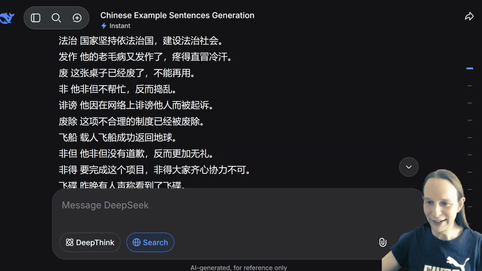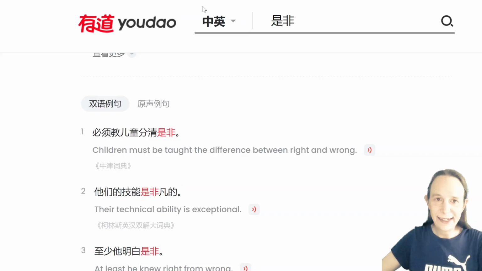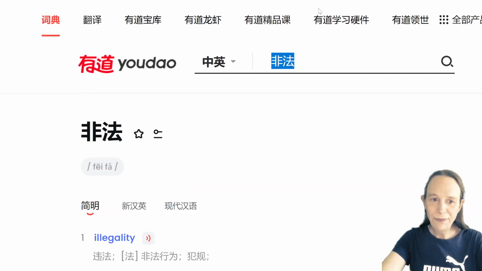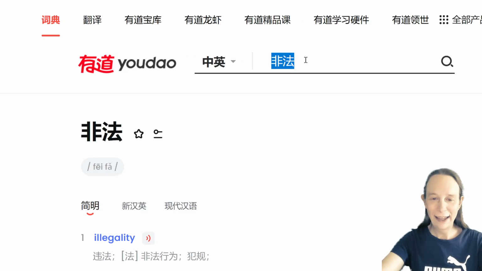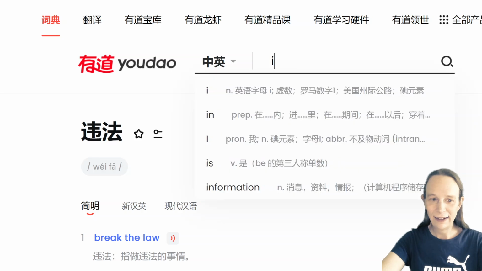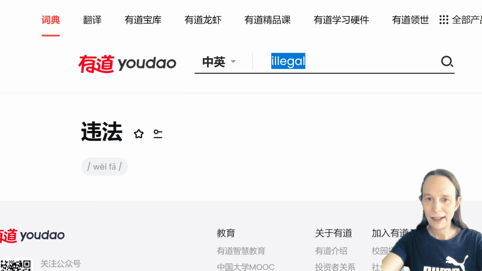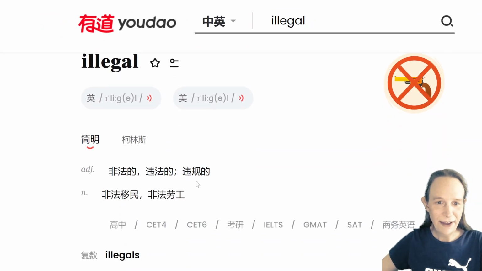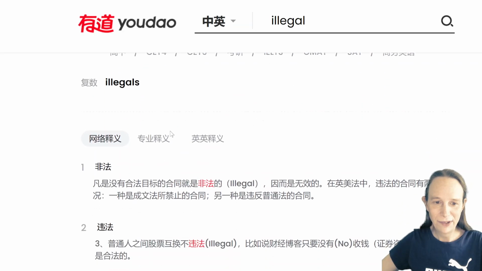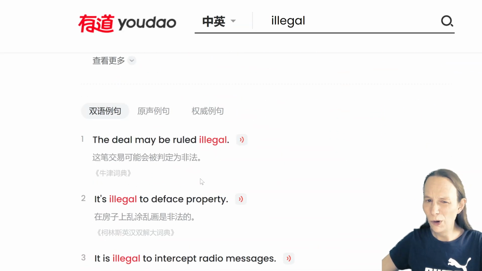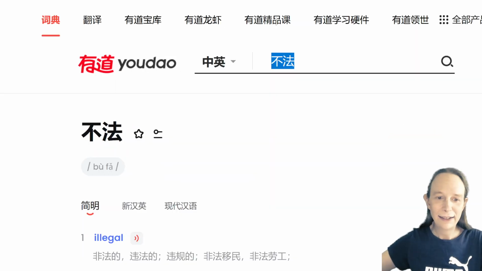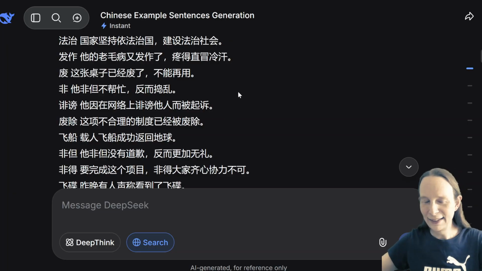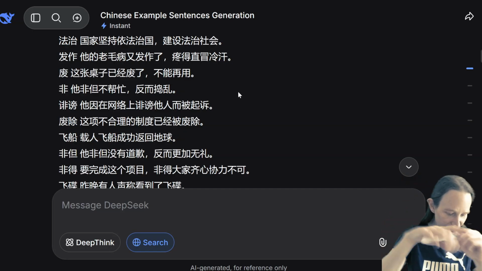I'll just take a quick look in the dictionary. Yeah, I don't think there's too much to add to that. 非法 is one of the words for illegal. There's a few other ones like 违法. Actually, I'm just going to put illegal. I can't remember them all. 非法, 违法, 违规. There's more, but all right. 不法 is also another one. I think there's another one again. I don't remember. All right.